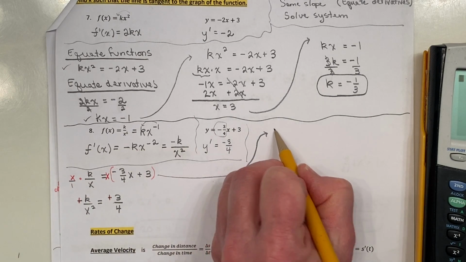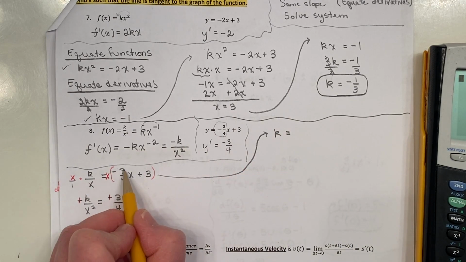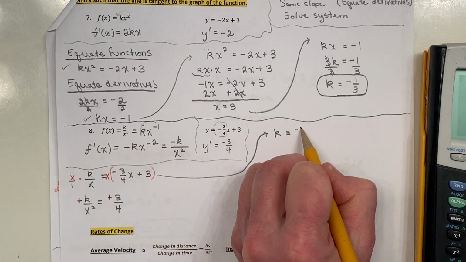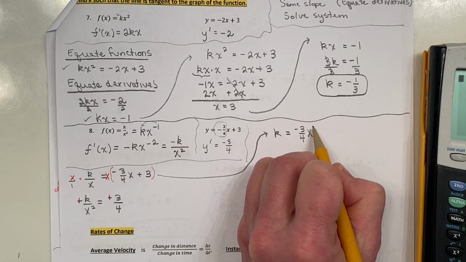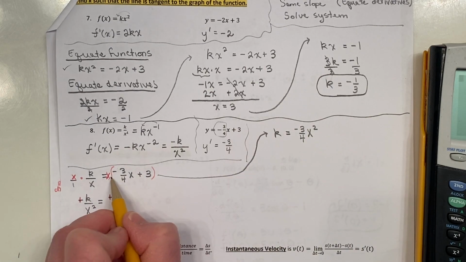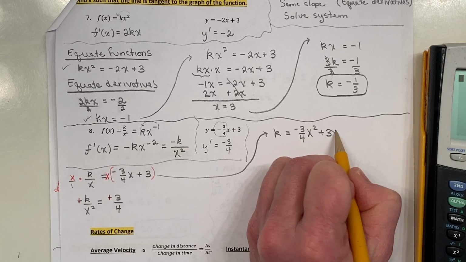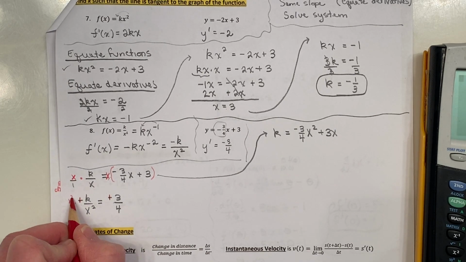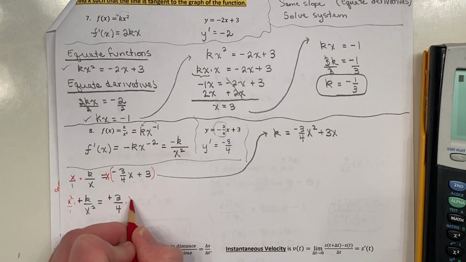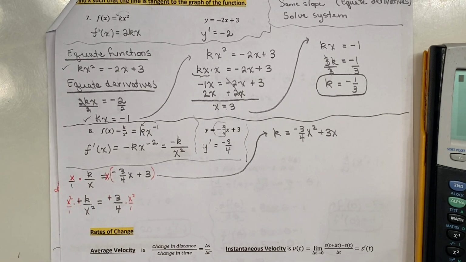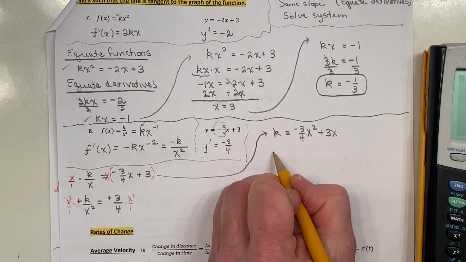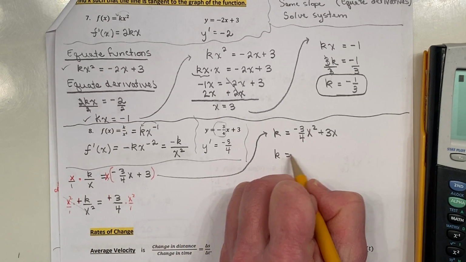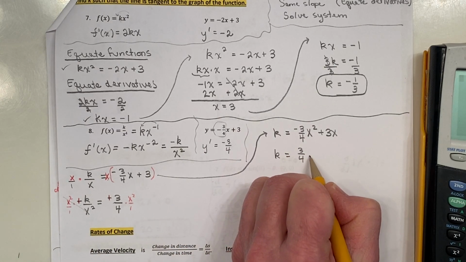So I end up with k equals -3/4 x squared and then plus 3x. All right, same thing down here. I'll multiply both sides by x squared. So times x squared over 1, times x squared over 1. So the x squareds will divide out. So this equation will give us k equals 3/4 x squared.